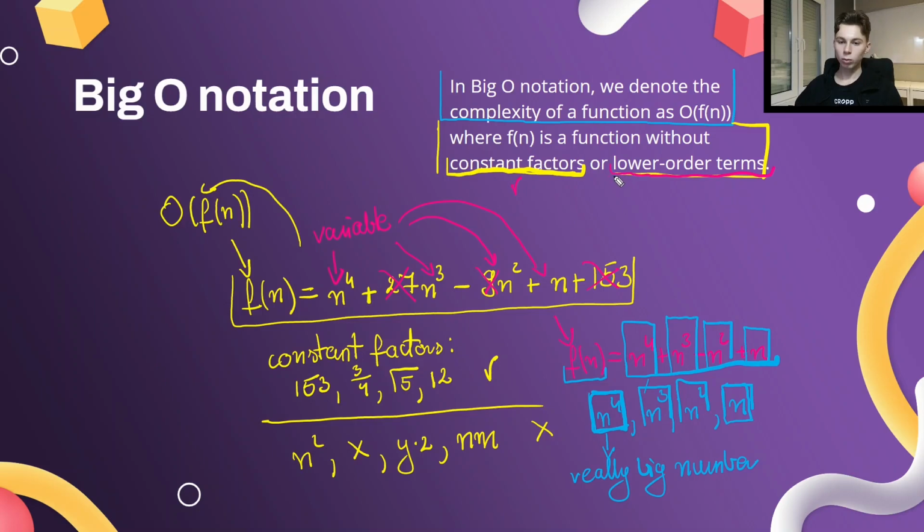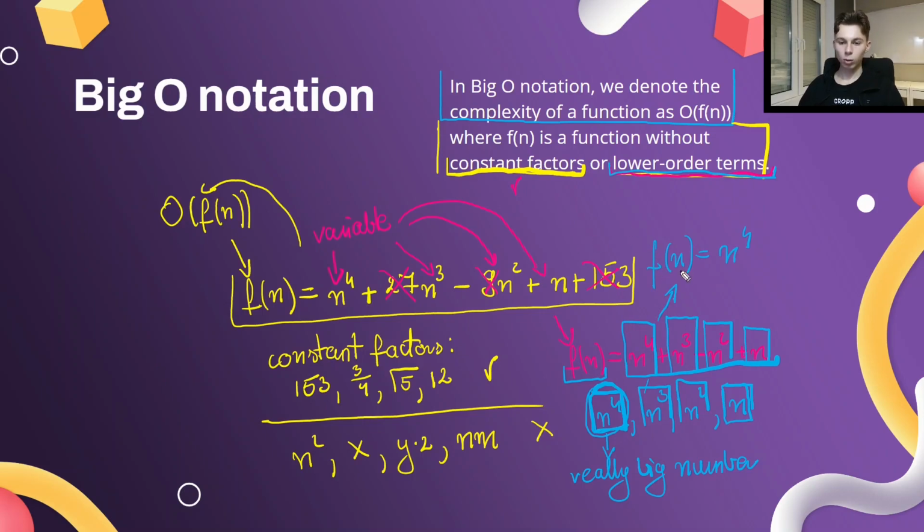We need to remove all lower order terms. We know that we only have one higher order term right here, n to the power of 4. So we remove the rest. F of n, if we remove all the rest, will be just equal to n to the power of 4.